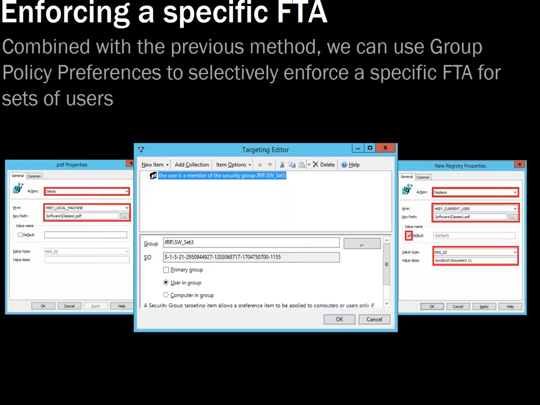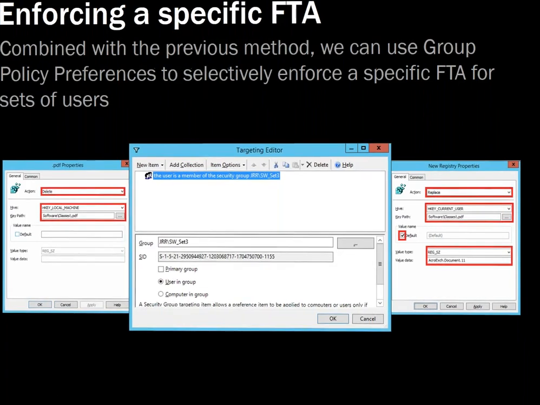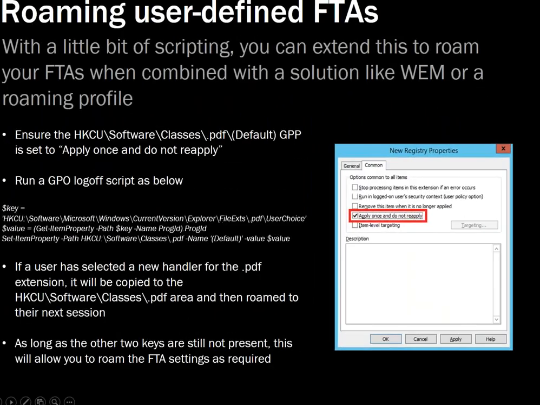And what you can do is set that to apply once and not reapply, which means you can enforce that default setting when the users log in for the first time. So that's all quite cool, how that works when it comes to enforcing a specific FTA. However, if you wanted to roam it around, you would have to get a little bit cleverer, unfortunately. Do a bit of scripting. So you need to first of all make sure, as you can see from this image, that you have apply once and do not reapply set, so it only applies those default settings when the user first logs in.